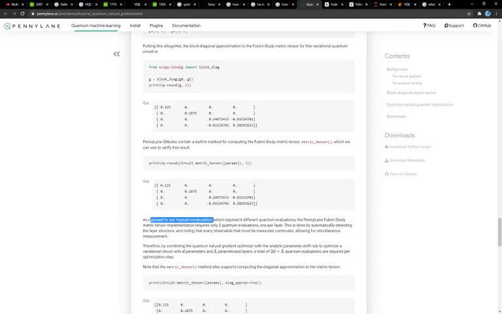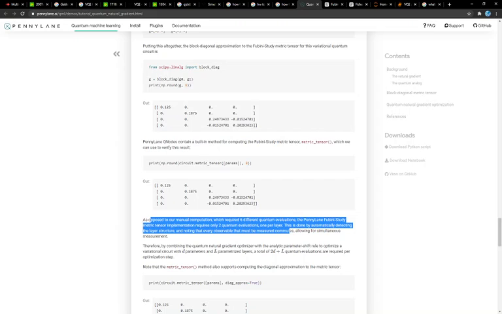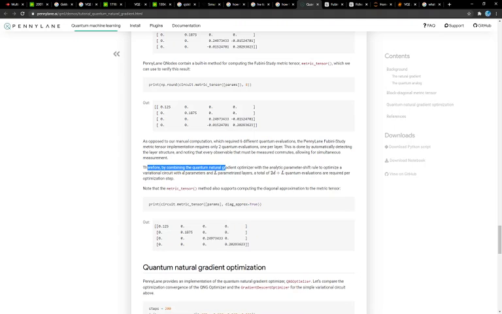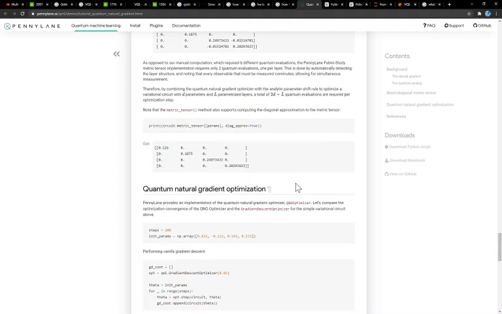As opposed to our manual computation, which requires 6 different quantum evaluations, the PennyLane Fubini-Study metric tensor implementation requires only 2 quantum evaluations, 1 per layer. This is done by automatically detecting the layer structure, noting that every observable that must be measured commutes, allowing for simultaneous measurement. Therefore, by combining the quantum natural gradient optimizer with the analytic parameter shift rule to optimize the variational circuit with d parameters and so on. The metric tensor method supports computing the diagonal approximation of the metric tensor. So, quantum natural gradient optimization.